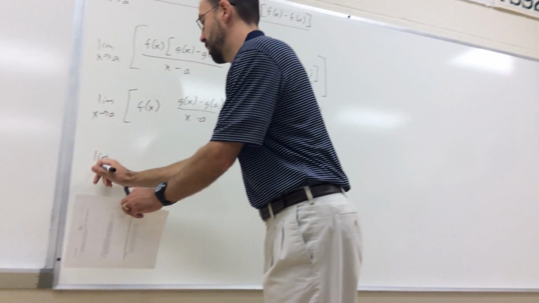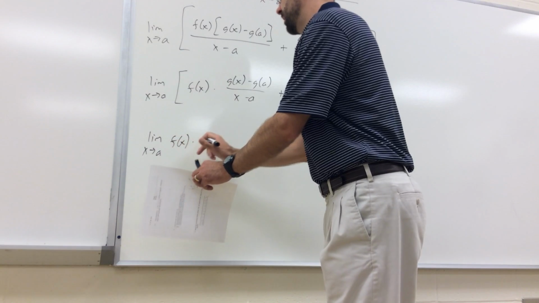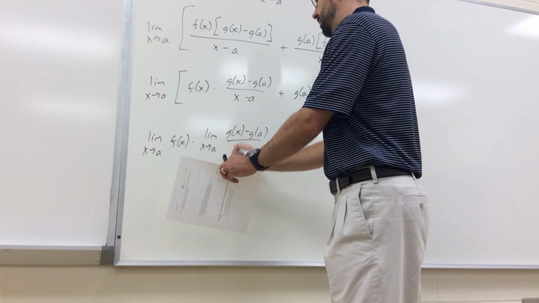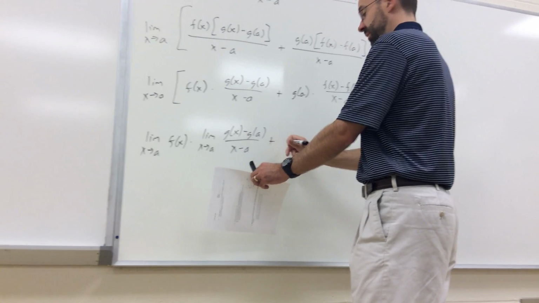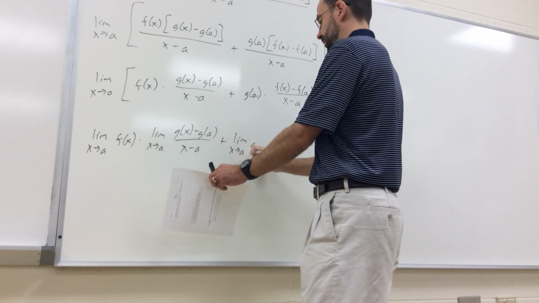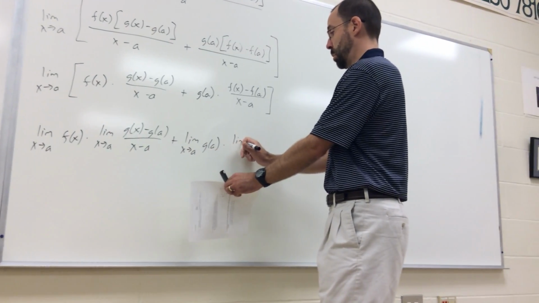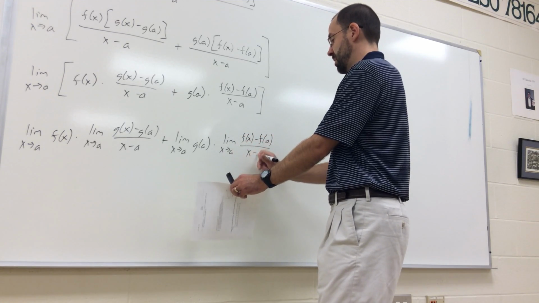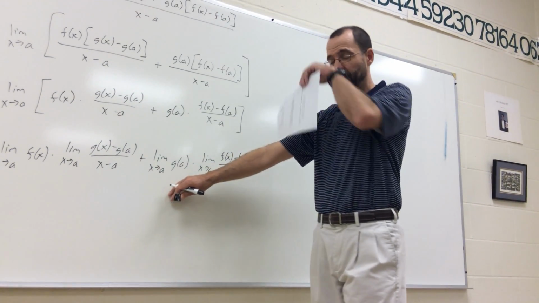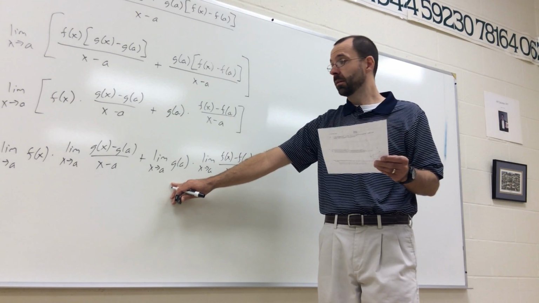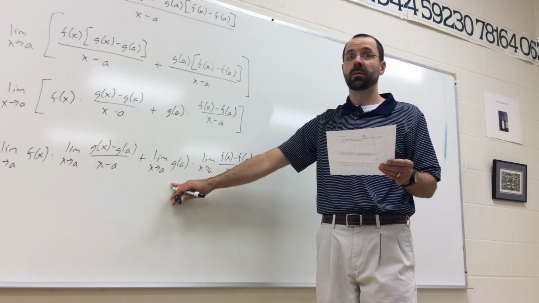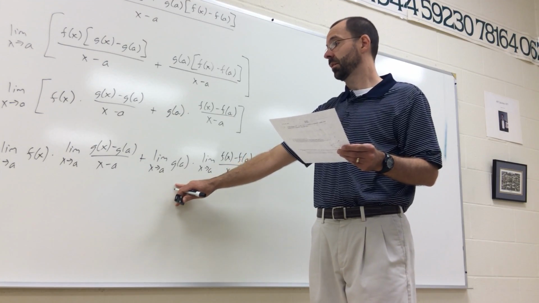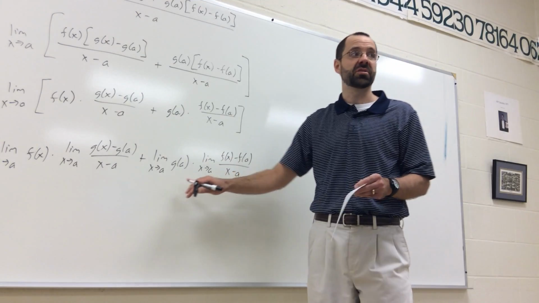Okay, so that's the limit as x goes to a of f of x times the limit as x goes to a of g of x minus g of a all over x minus a, plus the limit as x goes to a of g of a. Okay, so that was just a bunch of limit laws.